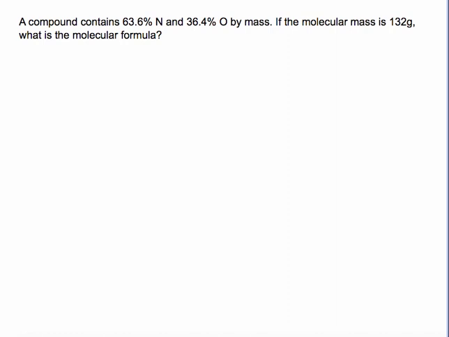Okay, this video is how to get the molecular formula when you have the percent composition by mass and you know the molecular mass. So the first thing that you have to do is get the empirical formula, and to get the empirical formula you need to assume 100 grams. So if we assume 100 grams, we have 63.6 grams of nitrogen, and we have 36.4 grams of oxygen. Okay, that's supposed to be a 6 there.